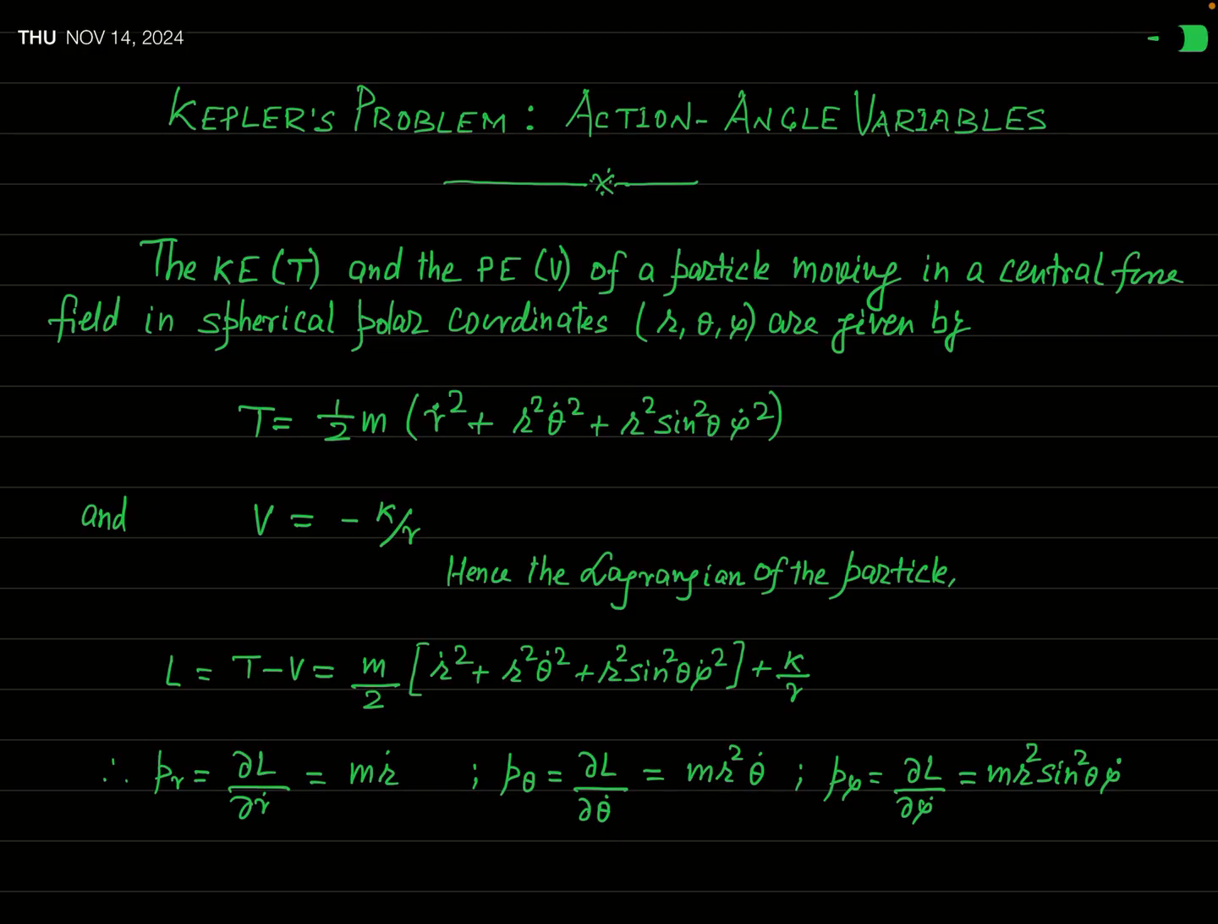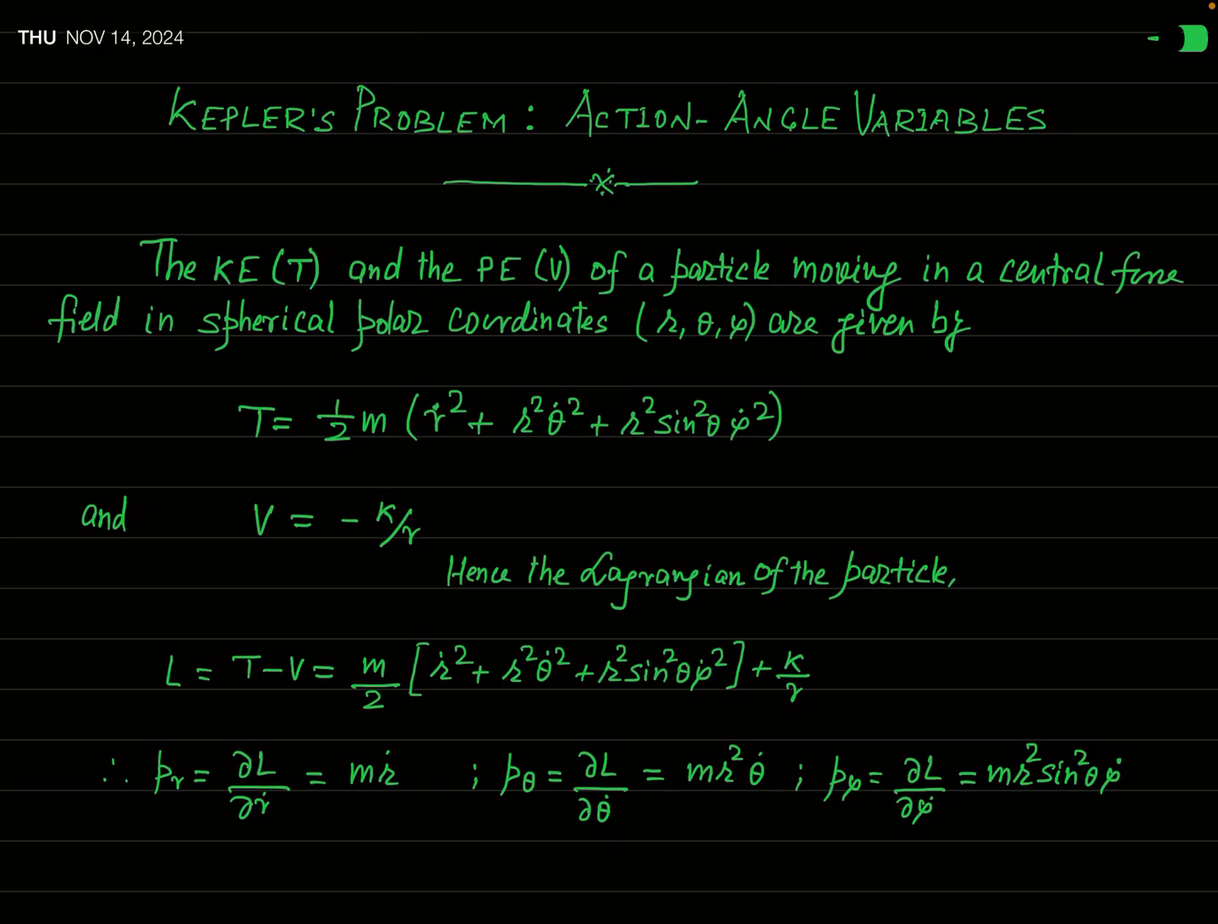So let us see. As you know, a planet moves under the gravitational force of the sun, and gravitational force is a central force. So first of all, we will consider any particle, not a planet, moving in a central force field, and we will obtain the Lagrangian and Hamiltonian of that particle, and after that we will apply the Hamilton-Jacobi theory to discuss this problem.